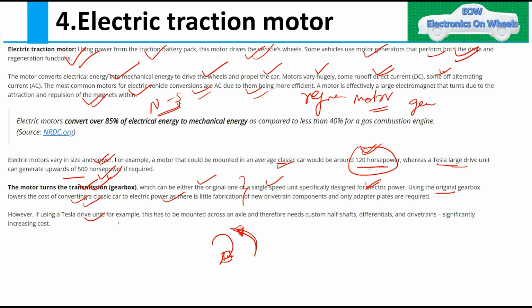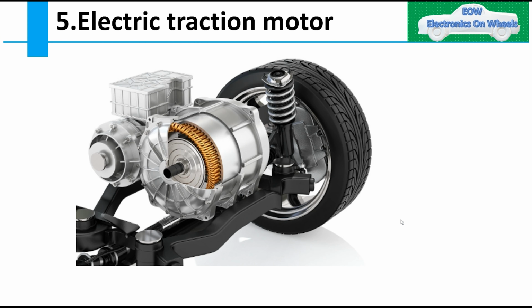However, the Tesla drive unit that is mounted across the axle therefore needs a custom half shaft, differential and drivetrain. We will see some of the OEMs are using differentials also, but that would not be that complex compared to what we use in the normal internal combustion unit. So this would be like this: you have your unit, and this is your gearbox or single transmission box. We will see.